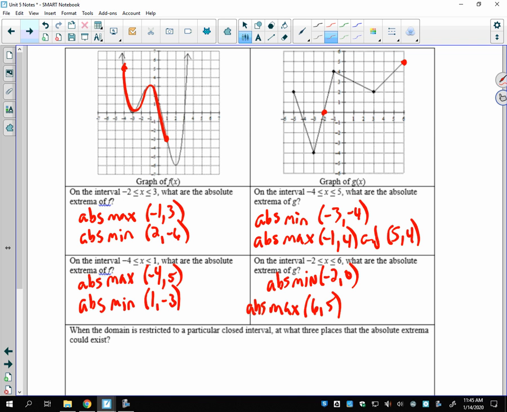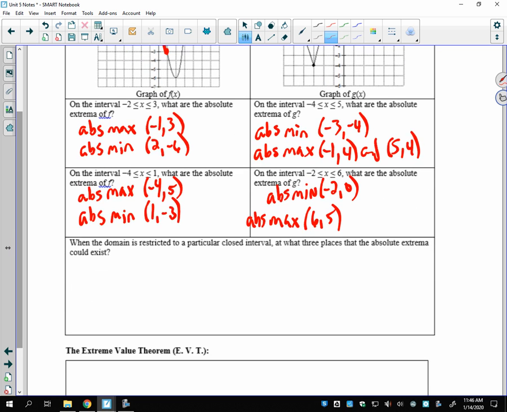So it says, when the domain is restricted, at what 3 places can the absolute extrema exist? So where did we see it? Well, one, we saw it at the endpoints, right? So it could be at the endpoints of the domain, at the endpoints of the interval. Where else did we see it?